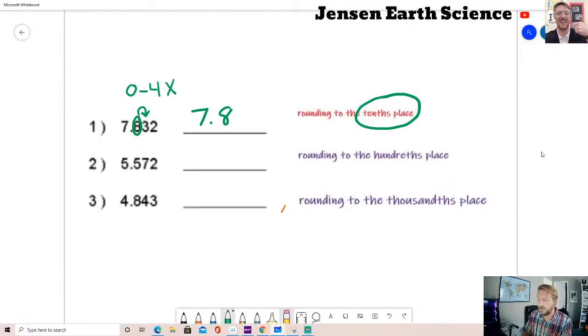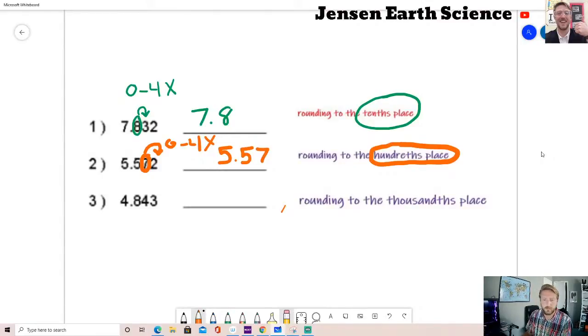All right, if I move on to my next one, it says I want to round to my hundredths place. So I first want to find the number in my hundredths place, which is a 7 in this case. I want to look over to its right. It's a 2. This is the same rule again. It's a 0 to 4. So I don't want to do anything to the 7. So in this case, rounding to the hundredths place, 5.57.